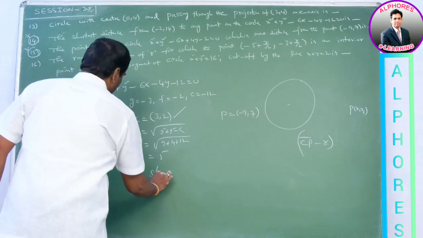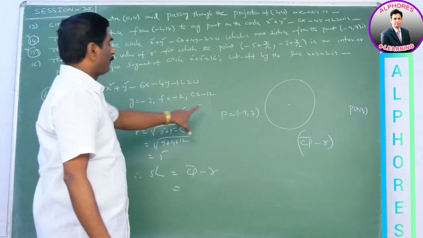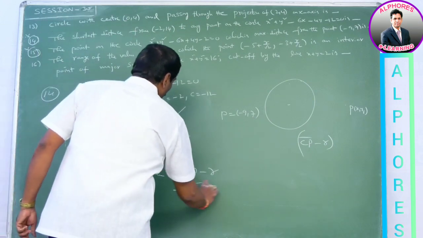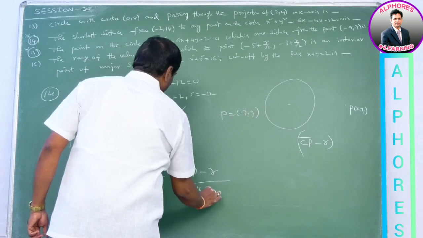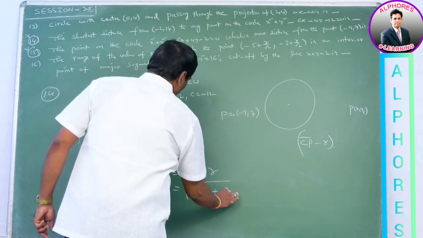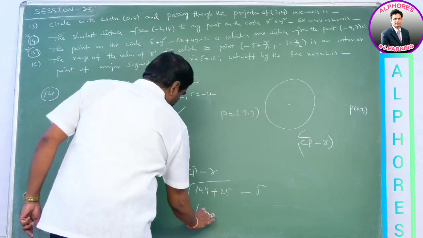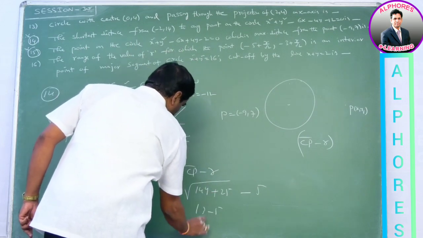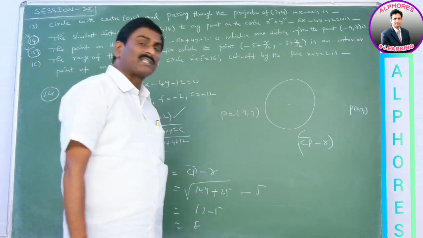Therefore, shortest distance is equal to CP minus r. C is (3, 2), P is (minus 9, 7). Distance between the two points: minus 9 minus 3 makes minus 12, whole square 144, plus 25, minus r, means 5. 144 plus 25 is 169. That means 13 minus 5, that is equal to 8. The shortest distance from P to any point on the circle is equal to 8.